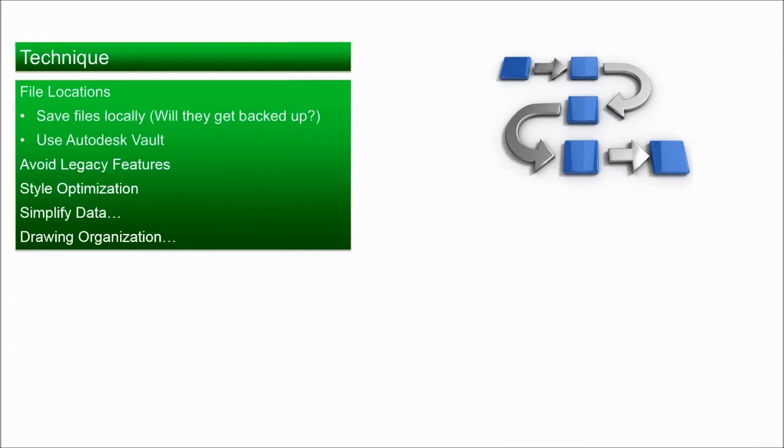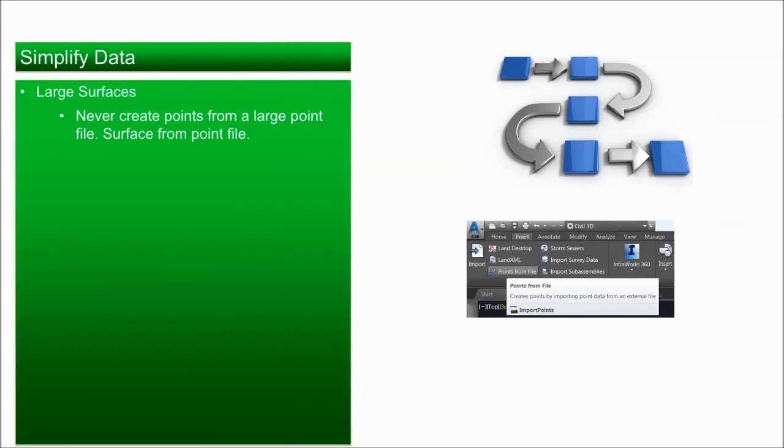Two more things. Simplify data and drawing organization. Let's just jump into simplified data. Large surfaces. Right? When you have a text file that has 1 million points in it, what you don't want to do is what I have pictured. Insert points from file. Right? That creates Civil 3D COGO points.